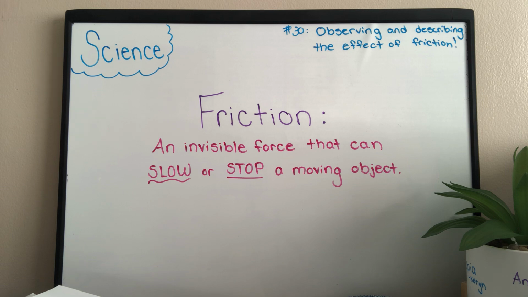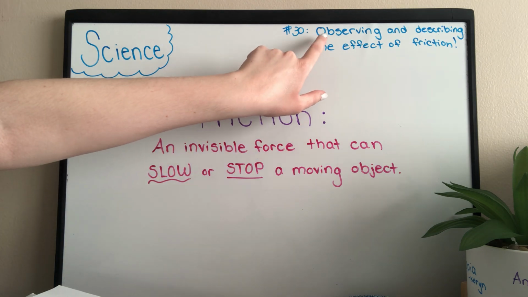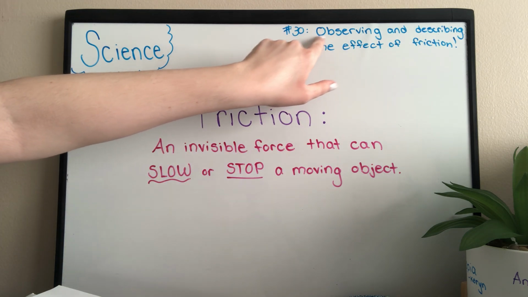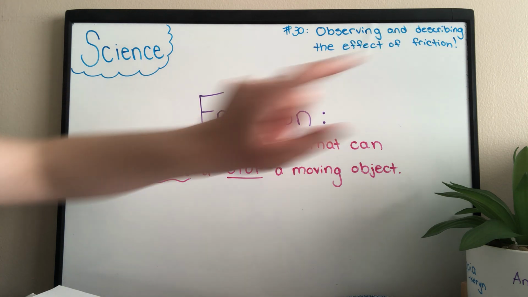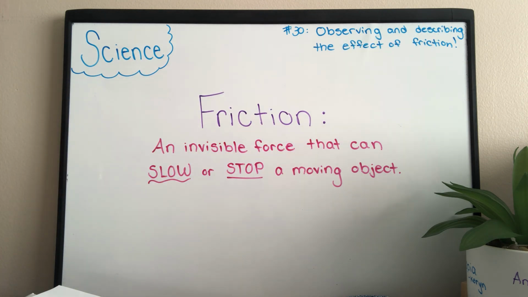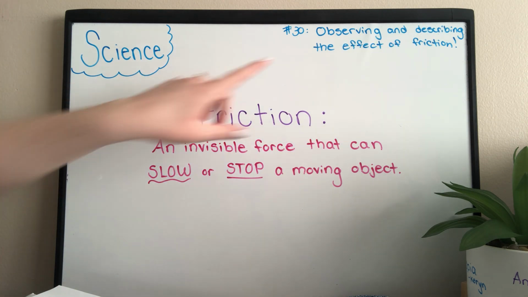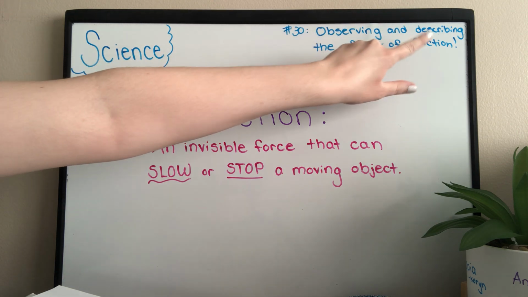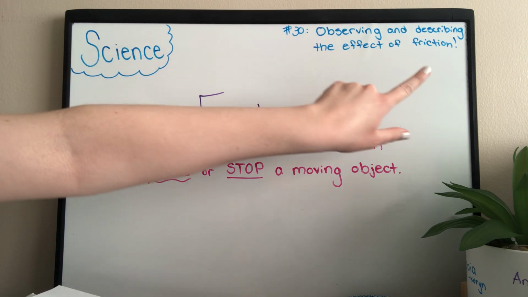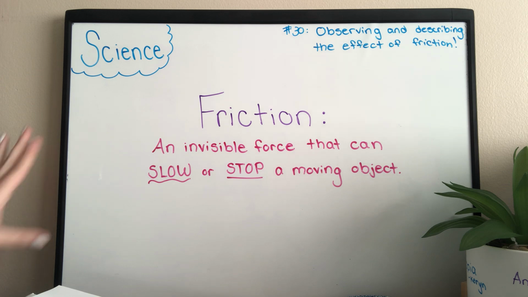We are back at it again with science. Today we are on lesson number 30. We're going to be observing and describing the effect of friction. So observing is a big word that means taking a look at, and describing is another big word that means talking about. Okay, so we are looking at and talking about the effect of friction. Friction is our big word of the day.